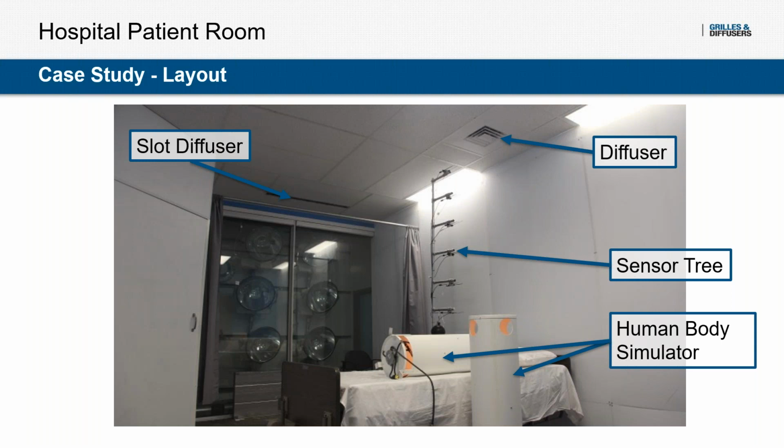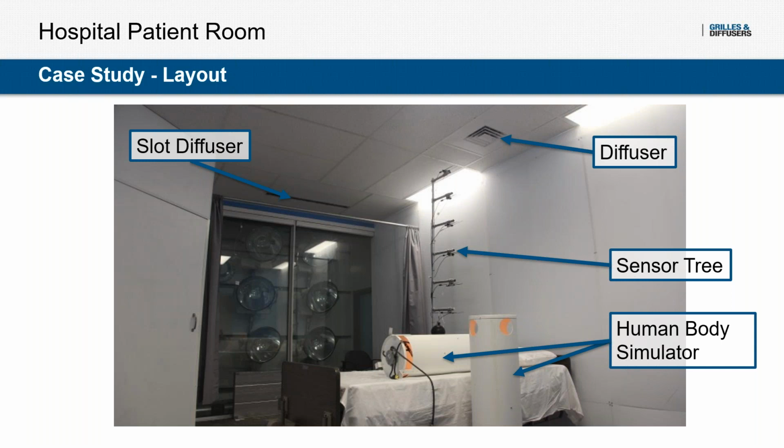There's also our sensor tree, which records the velocity and the temperature at different heights. So we can see if the temperature will be close to the set point temperature, and we can see what the velocities will be to ensure that there's not any drafts right at the patient bed. We also have our human body simulators. These give out the same amount of heat as a human would, so are there to mimic humans.